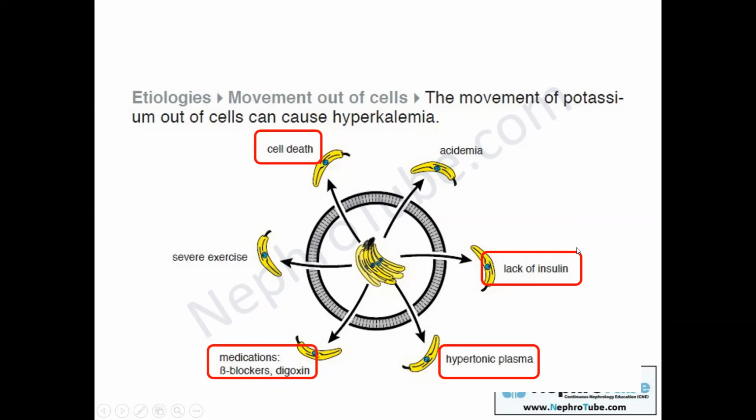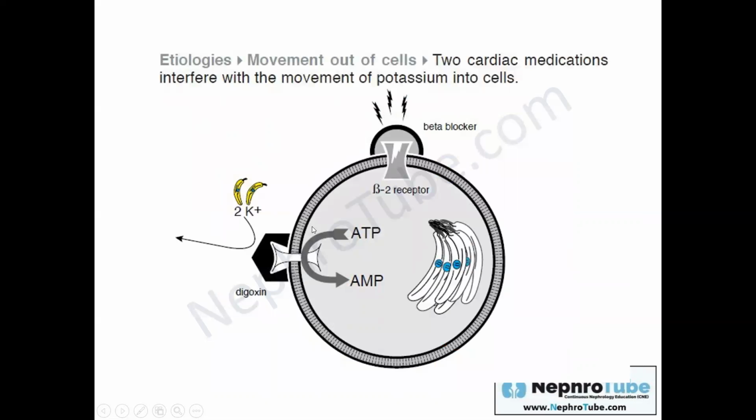Regarding medications, beta blockers and digoxin both cause hyperkalemia by decreasing the activity of the sodium-potassium pump. For the sodium-potassium pump to be active, the beta-2 receptor must be stimulated, so beta blockers will stop the activity of beta-2 receptors and the sodium-potassium pump. Also, digoxin blocks this pump and prevents the entry of potassium into the cells, causing hyperkalemia.